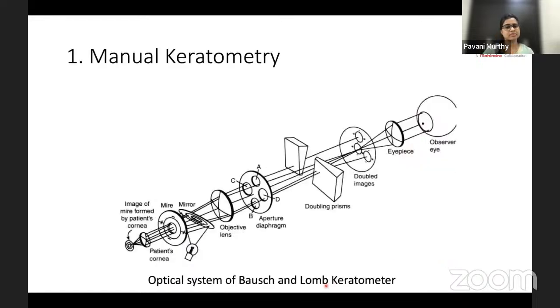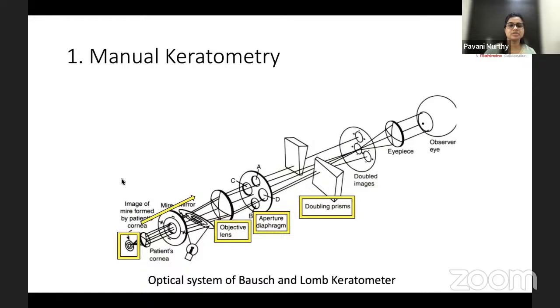This is a ray diagram generally asked in exams. So I'm going to go through the ray diagram of this keratometer. Basically, what happens is light rays from the bulb are reflected by the mirror, and they form these mires onto the patient's cornea. The image now is going to act as a second object. The light rays from the object pass through the objective lens, the aperture diaphragm, the doubling prisms, then leading to an image.